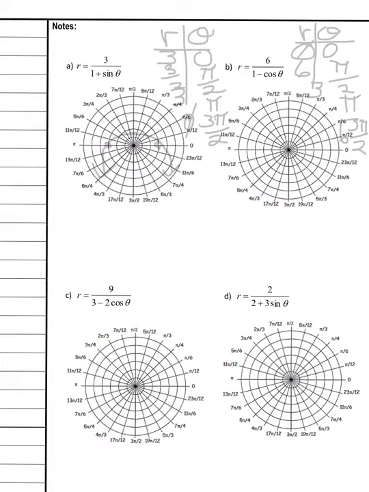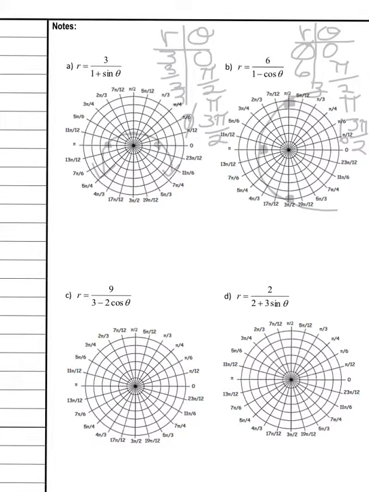So let me back up. I have no point for the first one. I have 6 for pi over 2, which is right there. I have 3 for pi. And I have 6 for 3 pi over 2. So here's my parabola. And it does have an axis of symmetry along the polar axis. Okay, problem C.